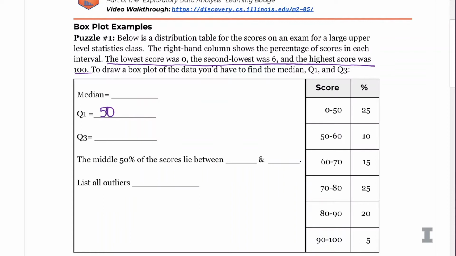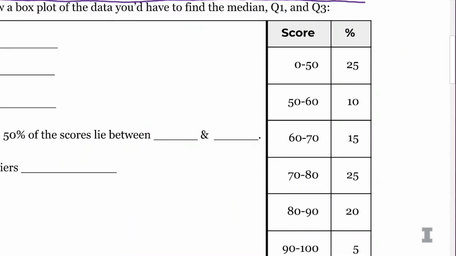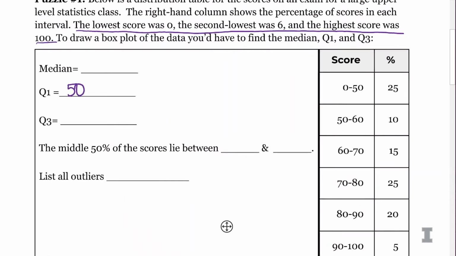So if I keep going on this table, right at 60, I have 10 plus 25, I have 35% of the data to the left. So again, that's the 35th percentile. That's not the 50th percentile. If I get here to 70, right at 70, I have 15 plus 10 plus 25. That gives me that 50th percentile. So 70 is the median or the 50th percentile.